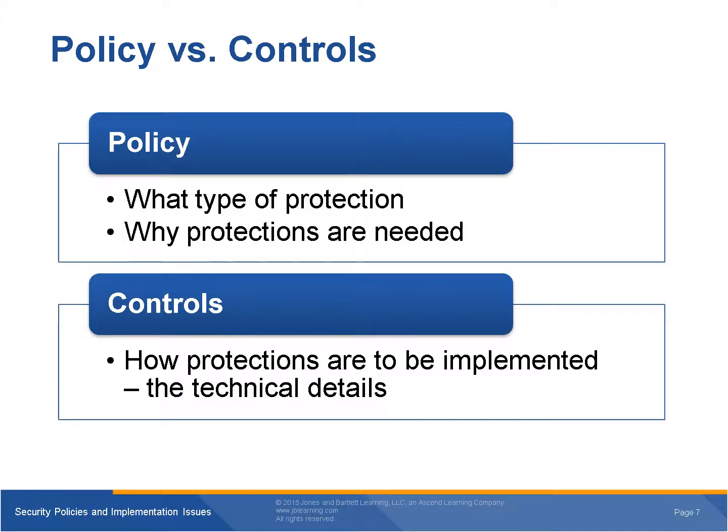So policy versus controls. The policy is why you set the controls. It is what type of protection you need and why protections are needed. And the controls are how you protect the information. How protections are to be implemented, that is the technical details that need to be put into place for those controls.